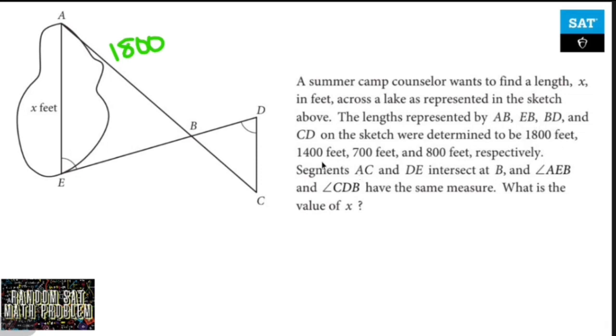EB is going to be 1400, so EB is that guy right there, 1400. BD is going to be 700, so that's this guy. And 800 is going to be CD, so that's 800 right there.